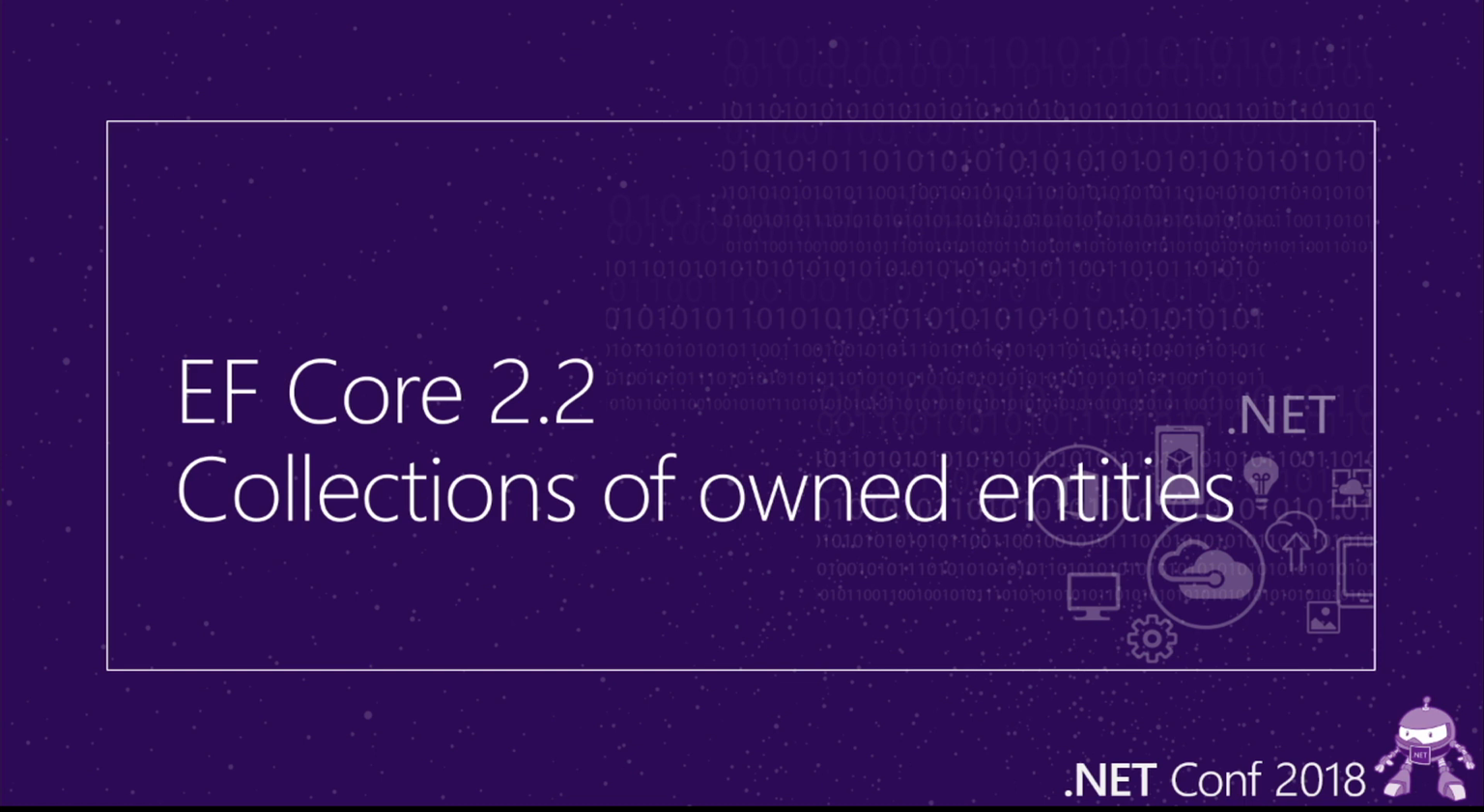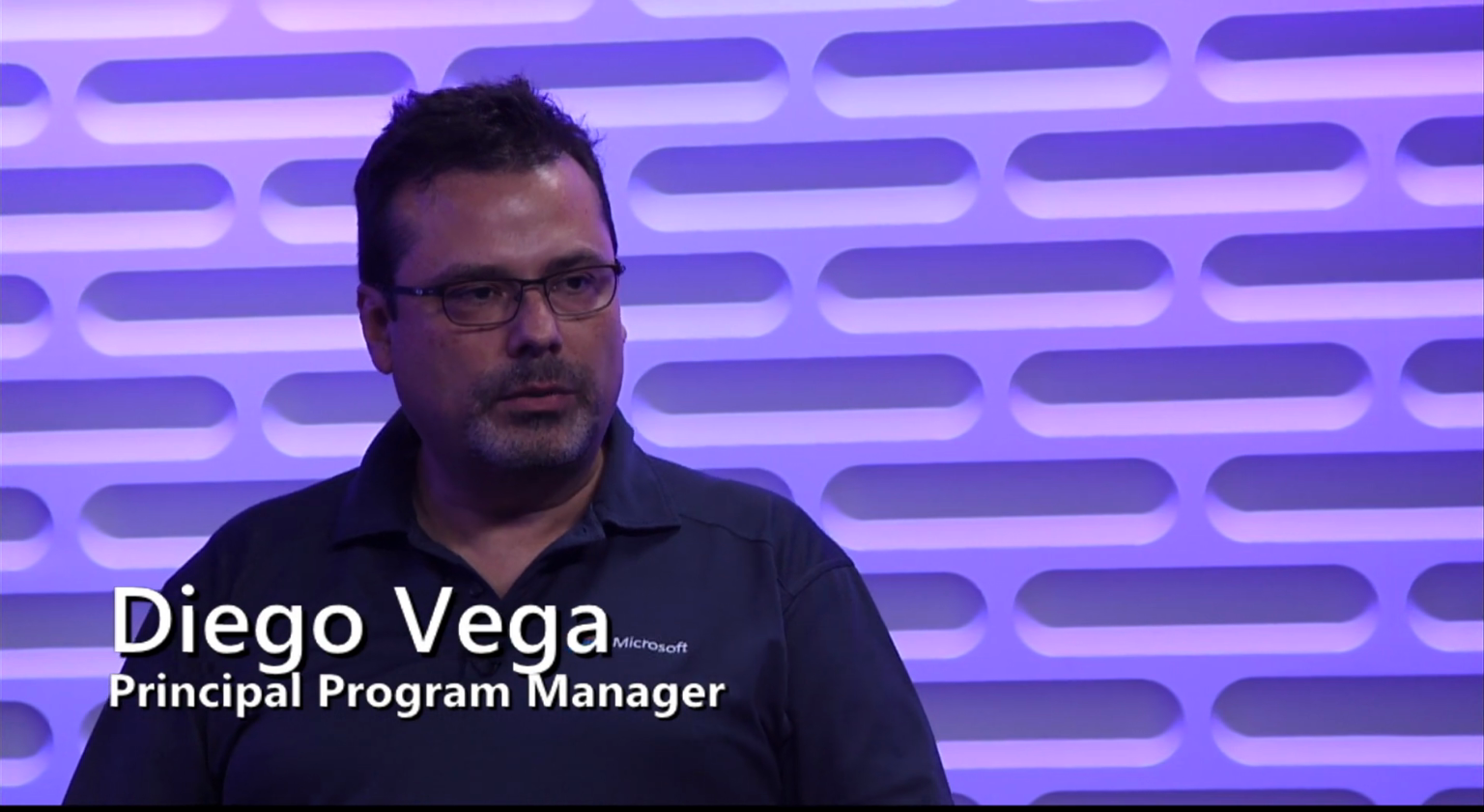What we are doing in EF Core 2.2 is adding the ability to add ownership also to one-to-many relationships, which is something that in 2.1 we didn't have. So let's go to the code.